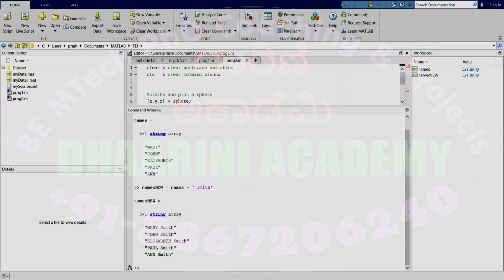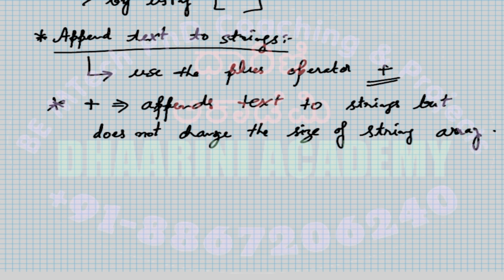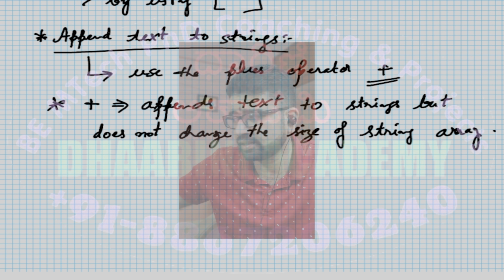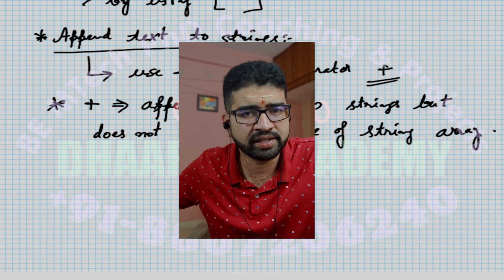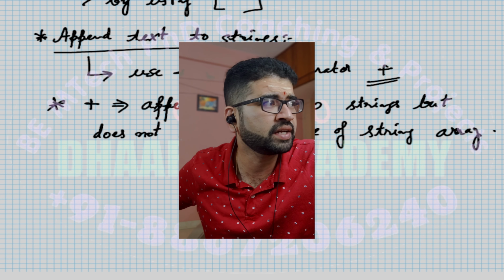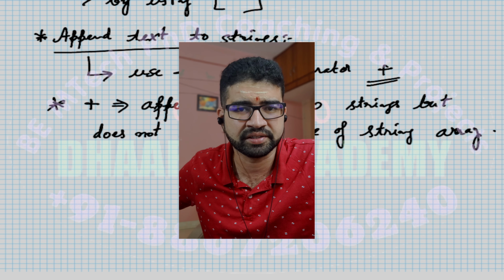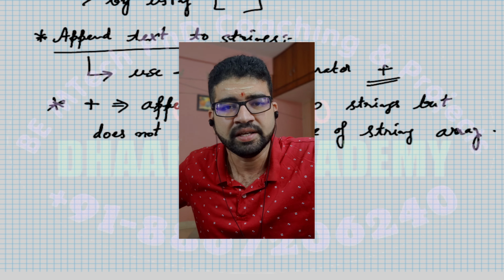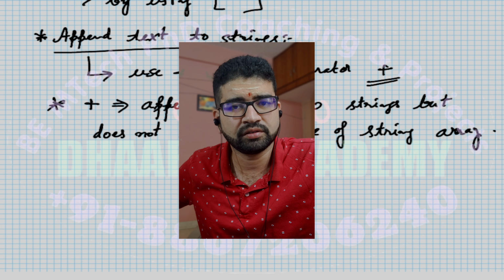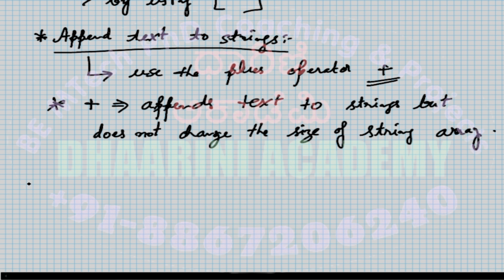Alright, let's move further. Now let us look at the concept of what if I want to add different text, or different last names. Let's say the last names are different. Can I do that using a single command? I know there are 5 names, and all the 5 names have been entered already and are present inside the string array. But now I want to add 5 different surnames. Is it possible? Let us check that.